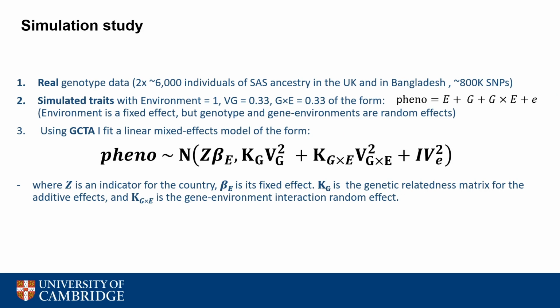So to convince myself that I could accurately recover the true effects of genes, environment, and interaction, I first performed a simulation study. I used the 6,000 individuals of South Asian ancestry in the UK Biobank and the Bangladeshi cohort, so 12,000 in total, and for this analysis, I used the 800,000 HapMap SNPs. I simulated phenotypes with the true values arbitrarily set to 1 for the fixed effect environment and 33% for both additive genetic and interaction terms. To then recover these values, I fit the following model in GCTA, where I assumed that the phenotypes were normally distributed, with the mean coming from the fixed environmental effect and the variance from the sum of the genetic relatedness matrices and their estimated variance components.